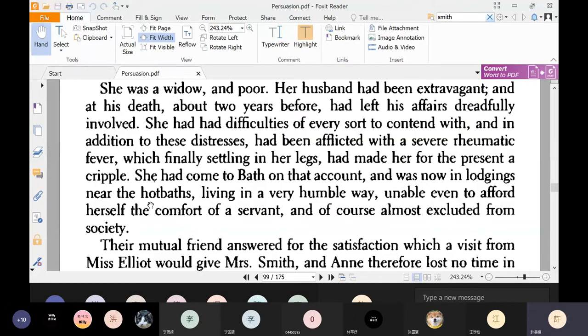And the word cripple is a much older word that means, to cripple as a verb means to make unable to work, unable to do things. And today the word cripple is seen as an insult. So don't use this word, but this book is from 1817.